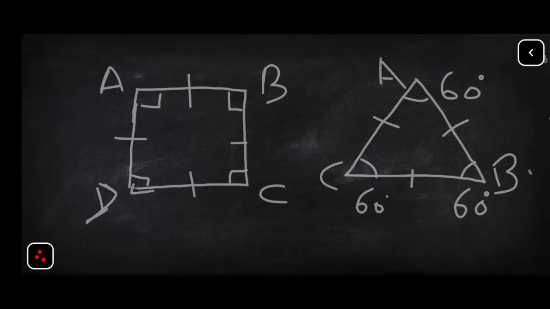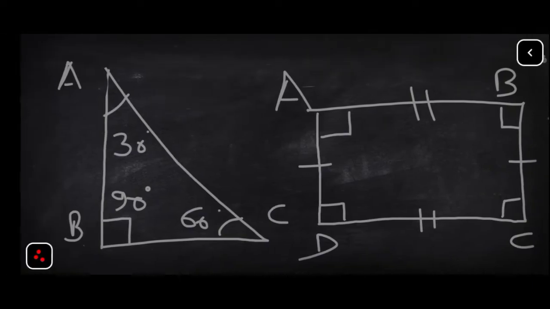The third one, regular polygon. A polygon in which all sides are equal and all internal angles are equal. So a square is a perfect example. An equilateral triangle is also a perfect example, because for a square every internal angle is 90 degrees and all sides are equal. And for an equilateral triangle, every internal angle is 60 degrees and all sides are equal: AB is equal to BC and BC is equal to CA.